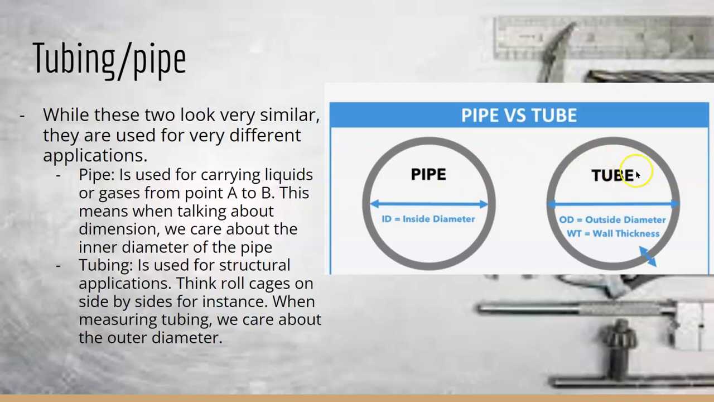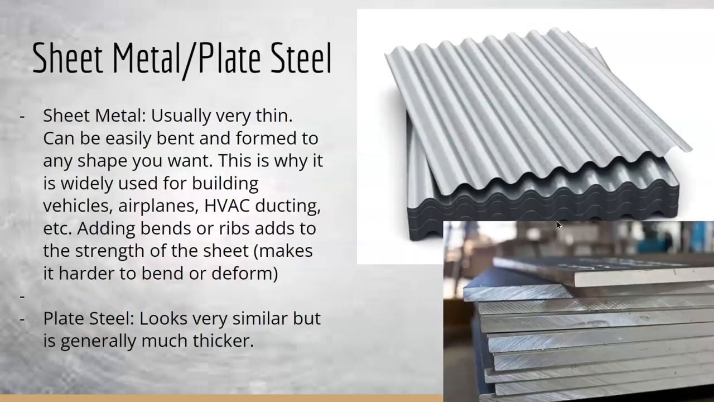The other thing in tubing is that you can get tubing in different wall thicknesses. Pipe, you can get in different thicknesses, but it's much more uniform when you go to order it. Where tube, you can get quite a variation in the thickness. Okay, sweet. Sheet metal versus plate steel.